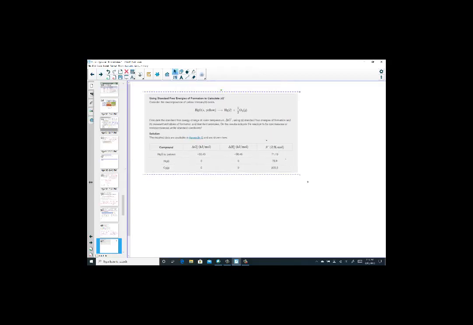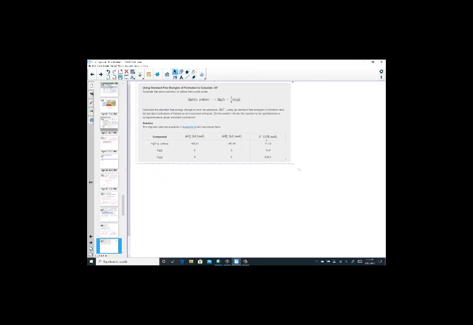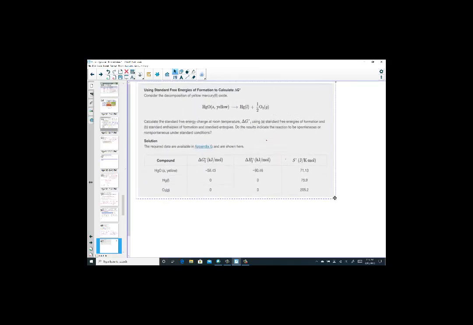In this equation, try to make that bigger. There we go. If we consider the decomposition of mercury 2 oxide, here's the mercury 2 oxide. It starts as a compound HgO and it decomposes into its elements. And to keep it balanced, we have a mercury in the liquid form and 1/2 mole of gaseous oxygen.